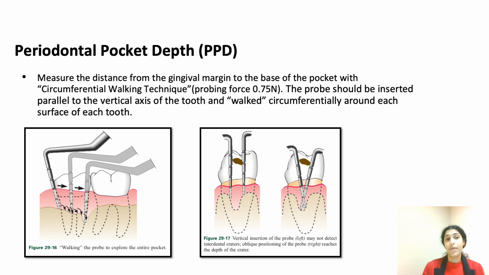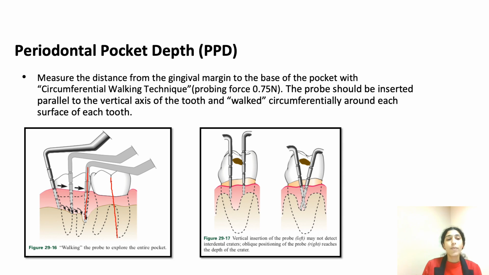The technique of probing pocket depth involves using a periodontal probe, such as the UNC or Williams probe. The probe should be inserted parallel to the vertical axis of the tooth, as you can see in the picture here. This is the long axis of the tooth. The probe has to be inserted parallel to the long axis of the tooth.